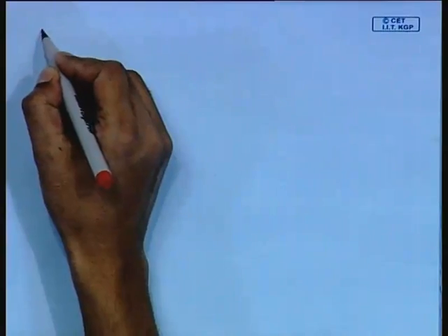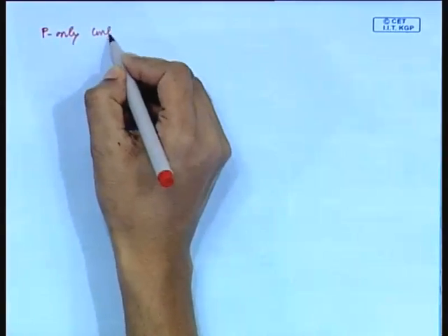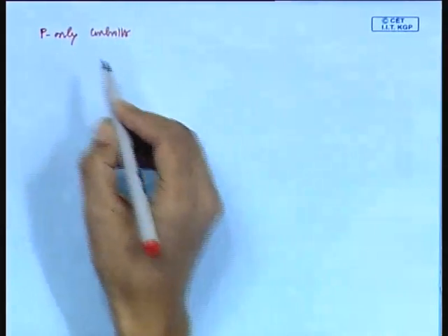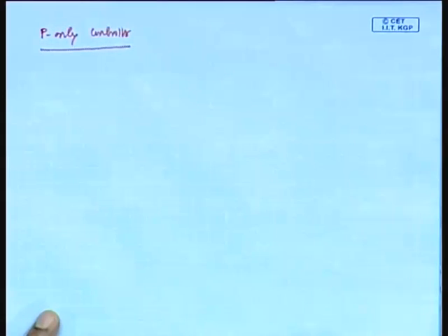In the last class we discussed two control schemes. One is the P only controller and another one is the PI controller. First we discussed the P only controller, followed by the PI controller. We made a few conclusions on the P only controller.